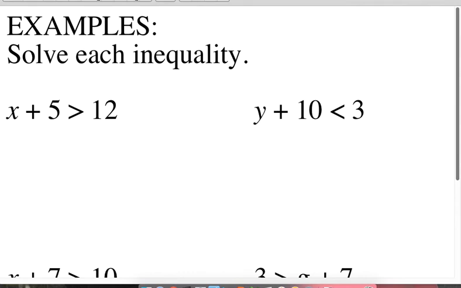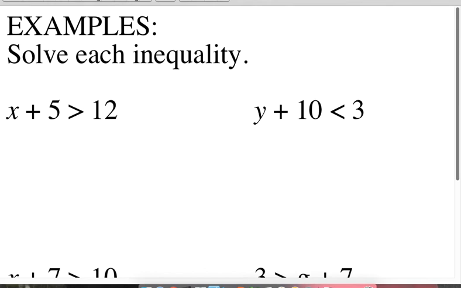Here we go. It says, solve each inequality. Even though there's not an equal sign in any of these problems, we're going to treat them the exact same way that we would treat them if they were plain old equations that had equal signs. So I'm looking at the first one here on the left, and it says x plus 5 is greater than 12. I'm ultimately looking for the values of x that will work in this inequality. What numbers for x, if I add 5, will always be greater than 12?